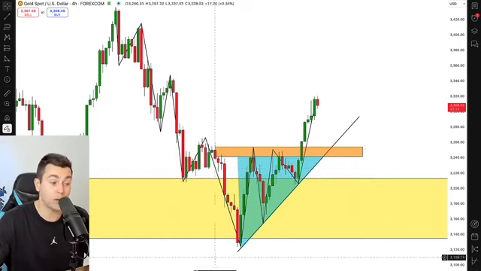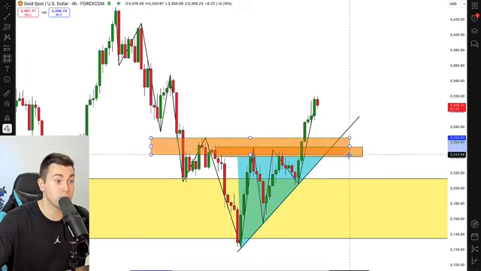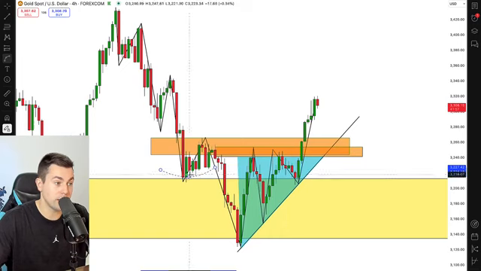Oh, but we have one more pattern right here. You can see that we also got strong resistance right here, and based on that resistance we can spot an inverted head and shoulders pattern. Let me show you that.